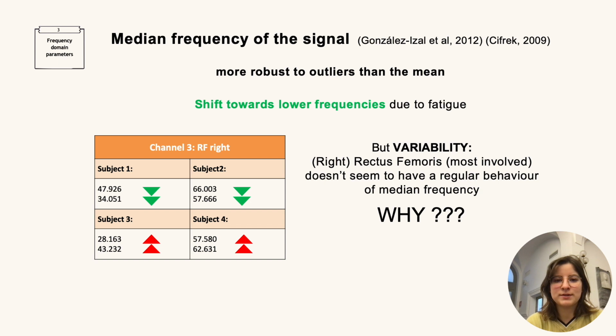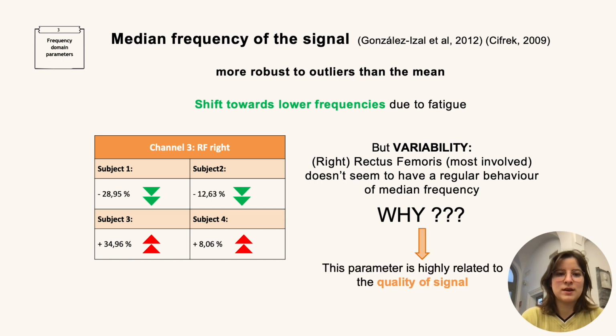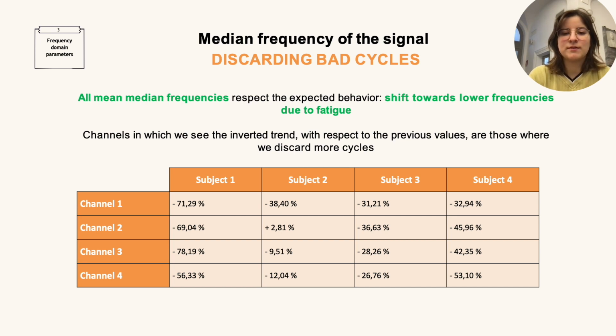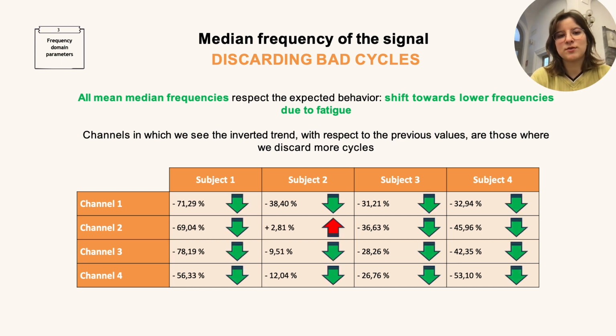For the median frequency, looking at rectus femoris results, we observe a shift toward lower frequencies just for half of the subjects, since this parameter is highly affected by the quality of the signal. In fact, discarding bad cycles, all mean and median frequencies decrease.